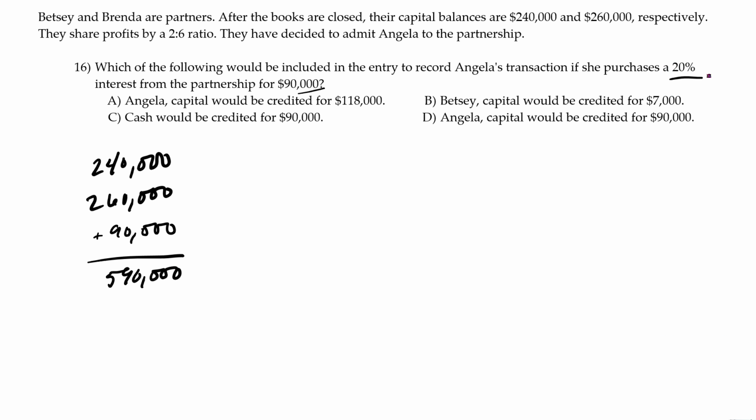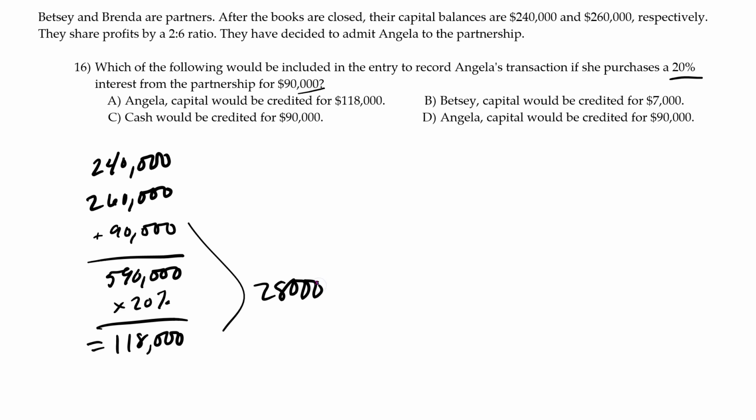In this case, it tells us that she's buying 20% of that. So 20% of the 590 is 118,000. So here's the situation, right? She contributes 90, but she's getting equity of 118. We call that a bonus to the new partner. So the difference between the two, 28,000, that equity has to come from the old partners. The old partners are going to give up 28,000 of their equity to Angela.